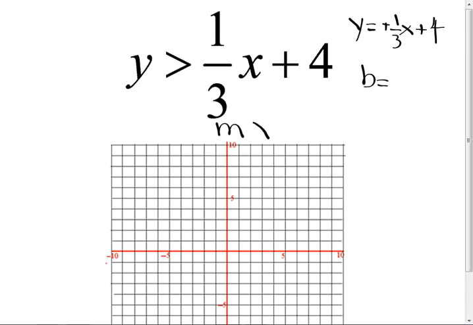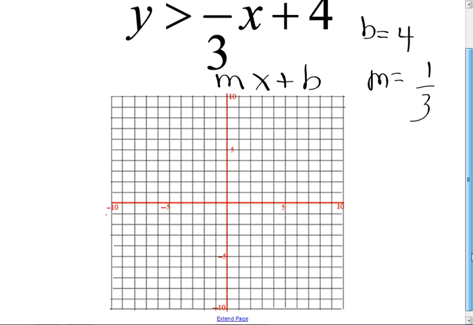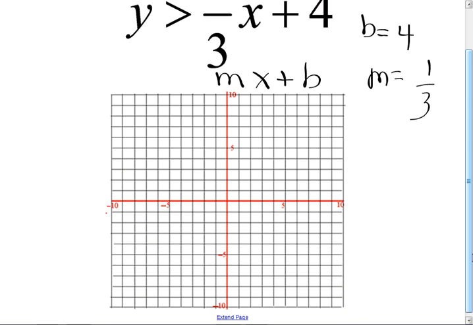Yeah, mx plus b. So it's 4. What's the slope? 1/3. This is exactly what we've done before. Nothing new, not till I get to the shading. So where do I put the 4? Right here on the y-axis.